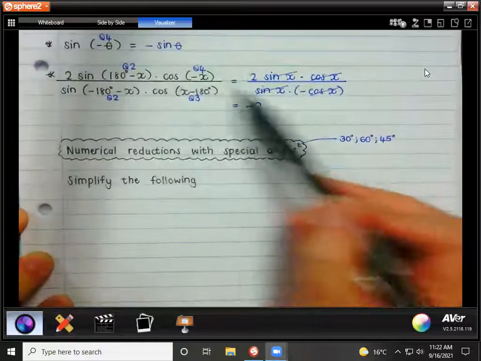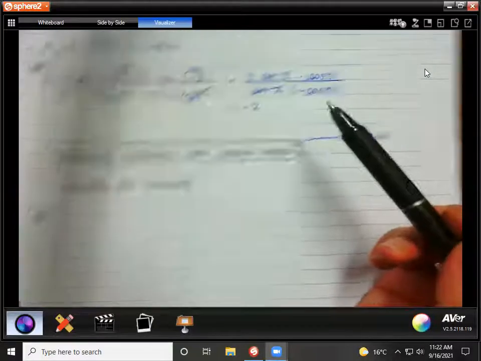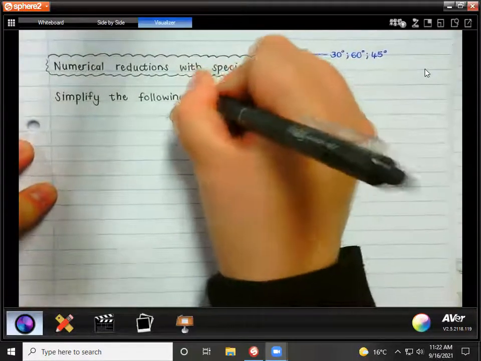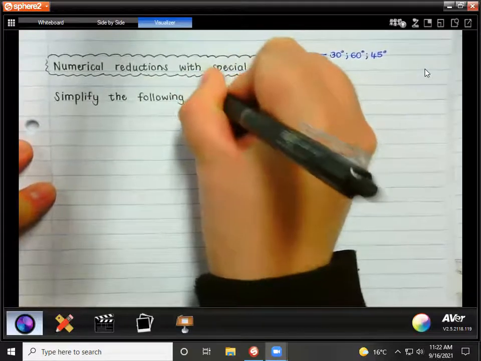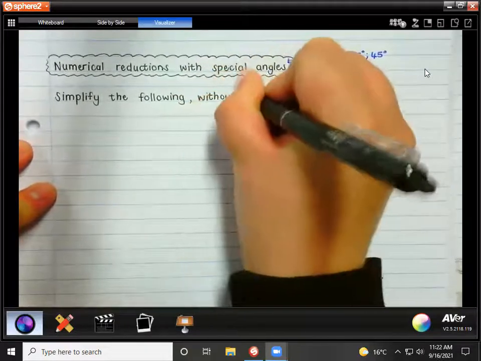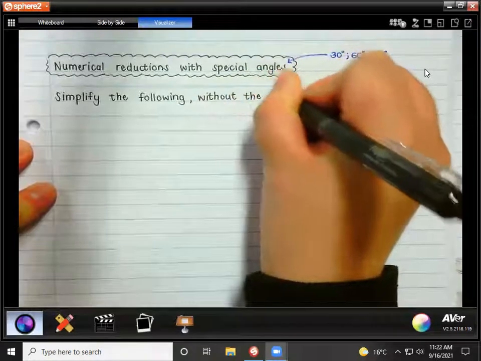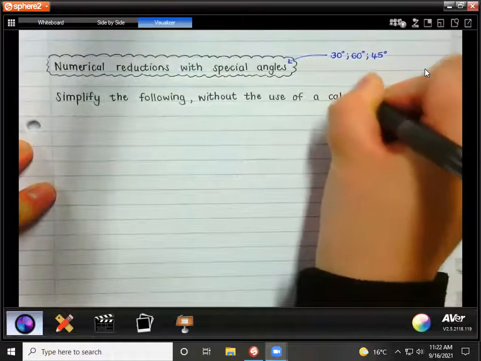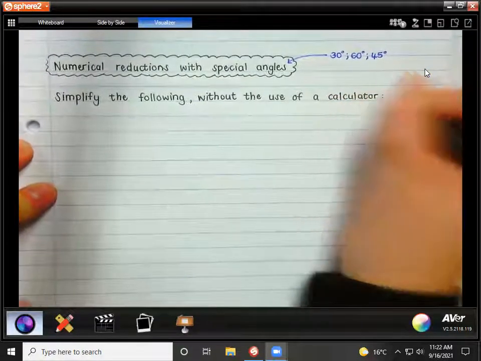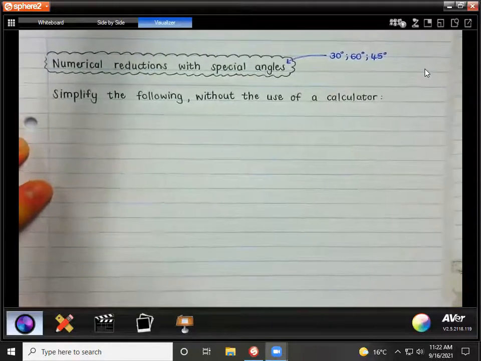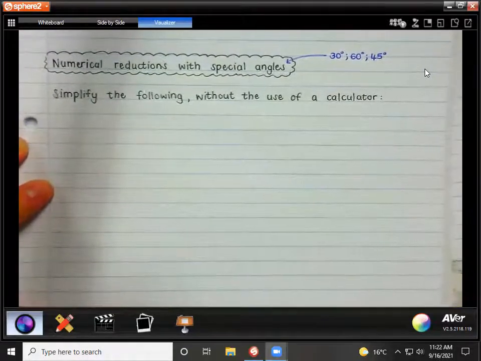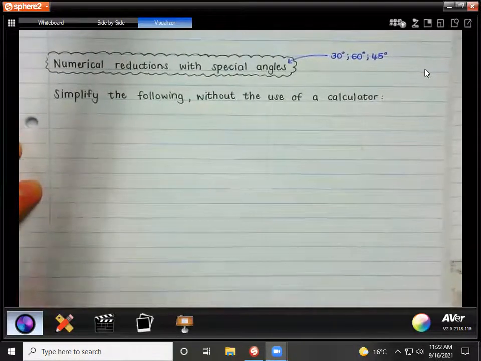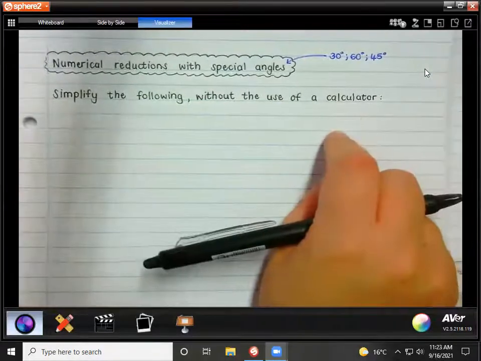With these ones, like this one at the top here, we didn't use a calculator for this. So we do know what to do. It's just going to be a bit more complicated. Simplify the following without the use of a calculator. So guys, that means that if we have sine 30, we can't type sine 30 into the calculator and get the value. We're going to have to draw our triangle and use the triangle to get those values. Without the use of a calculator, we're going to have to draw those triangles.